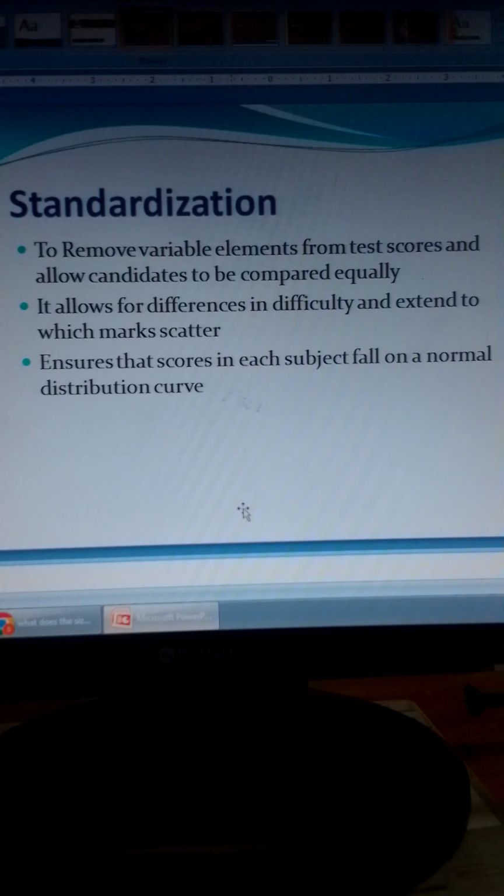And number 3, it ensures that the scores in each subject fall on a normal distribution curve on which national average is 50 out of 100 and the standard deviation is plus or minus 15. Let us look at the normal distribution curve.